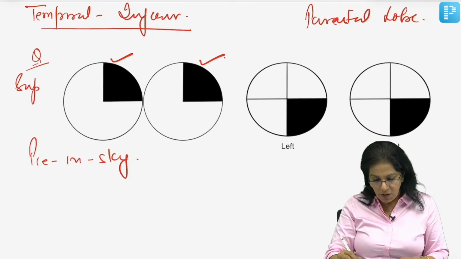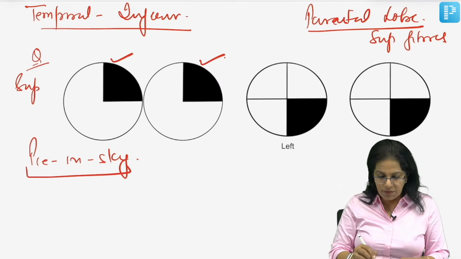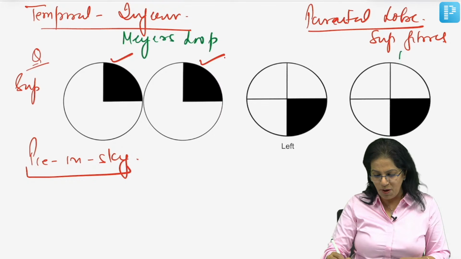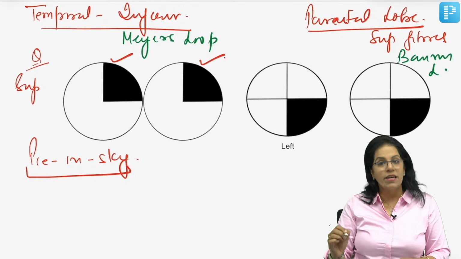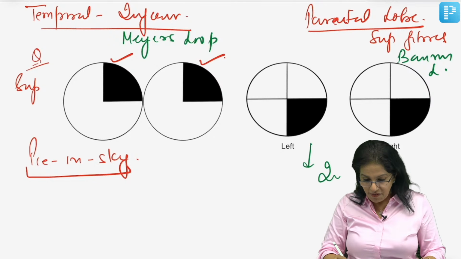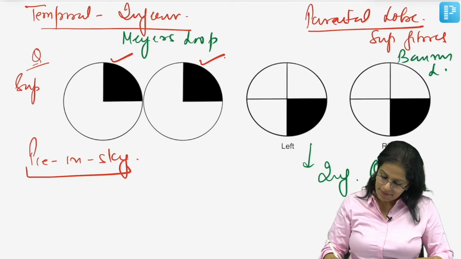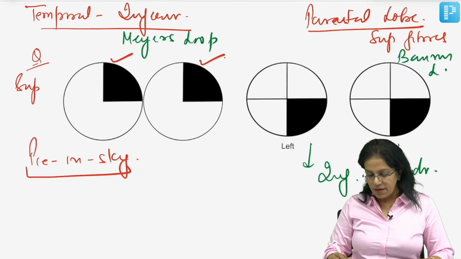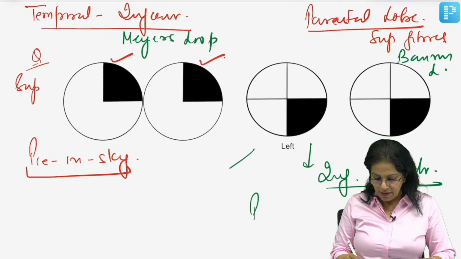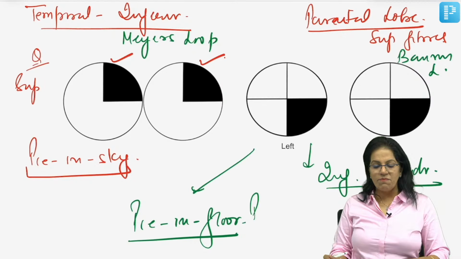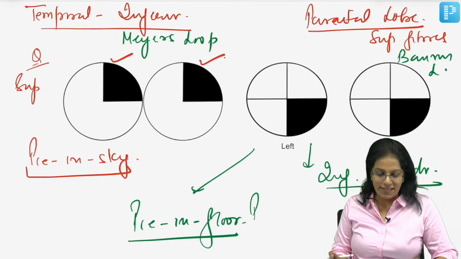And vice versa, if there is a parietal lobe lesion, mainly through the parietal lobe, it is the superior fibers which are going. I hope you all know the fibers which are inferior here, what do you call them? This is Meyer's loop, and what do you call this one? We call it Baum's loop, isn't it? So, when there is a lesion here, what you get is inferior quadrantanopia, right. Inferior quadrantanopia is also called pie in the floor.